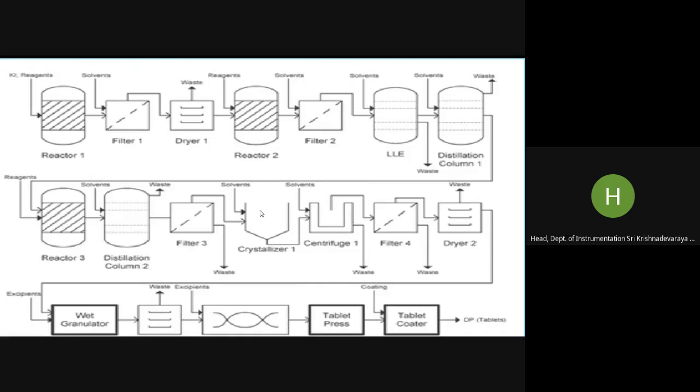And we have seen already what happens in a distillation column, what happens in a crystallizer, what happens in a centrifuge, and the control of centrifuges, control of crystallizers, control of distillation columns. All of these we have already seen. So here the chemicals are coming through different phases, and then they are going to another filter, filter 4. Then again it is going to the dryer. The output of this is coming to the wet granulator.